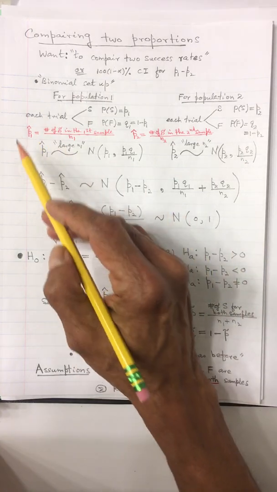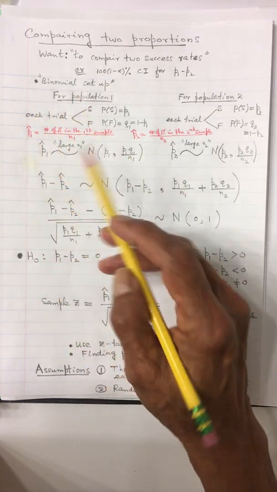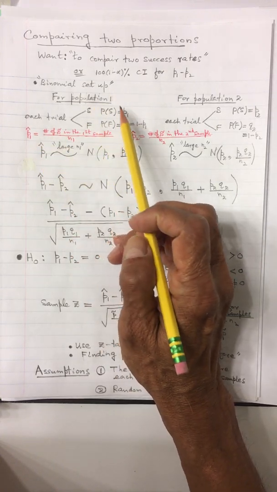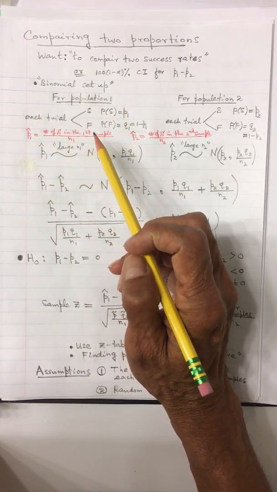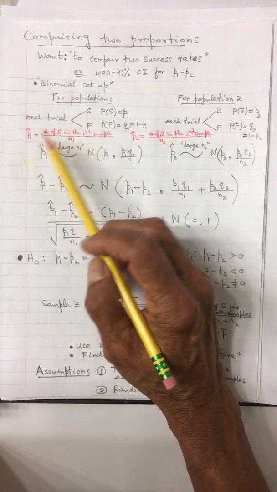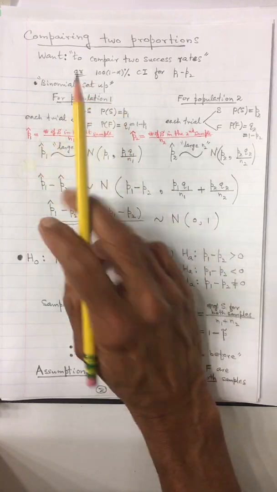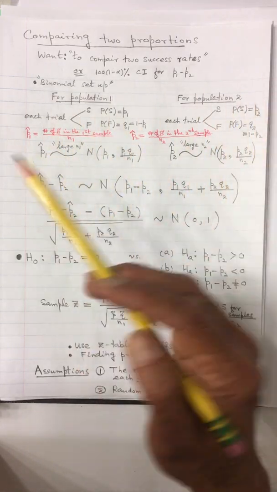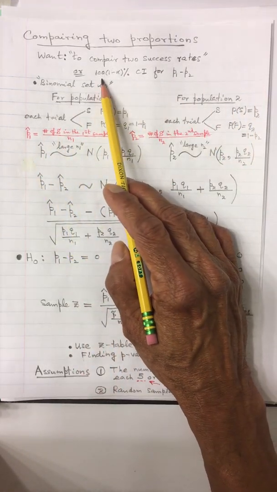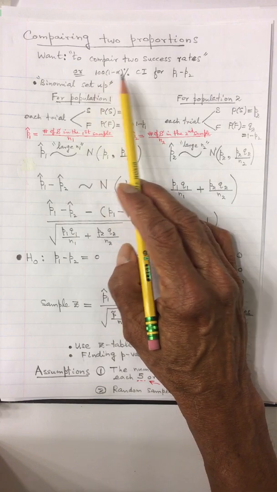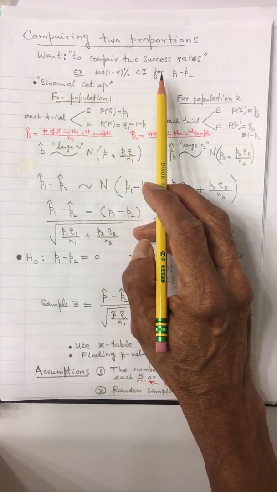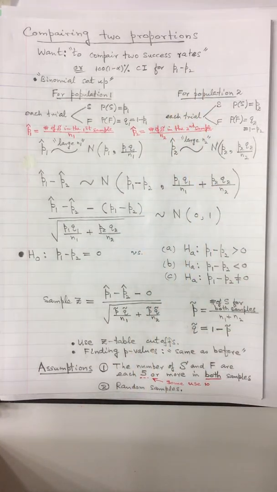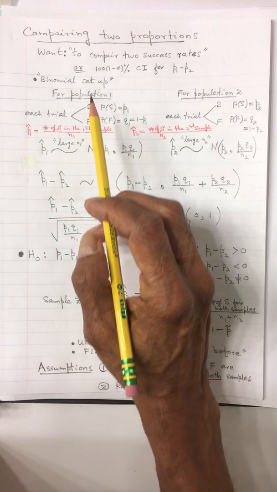You have already seen how to deal with one proportion: how to construct confidence intervals for, say, P1, or the other way, how to do testing of hypothesis on P. Here we want to compare two proportions, or the other way around, construct confidence intervals for the difference between those two proportions, P1 minus P2. We are going to use the same approach.